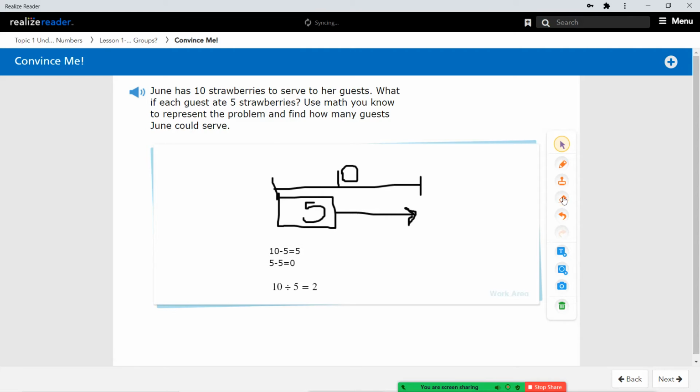So I know over here, I'm going to have 2 groups of 5. Let me draw out my whole bar and just split it down the middle. So 2 groups of 5. So 10 divided by 5 equals 2. Or we could do 10 minus 5 is 5, and then 5 minus 5 is 0.